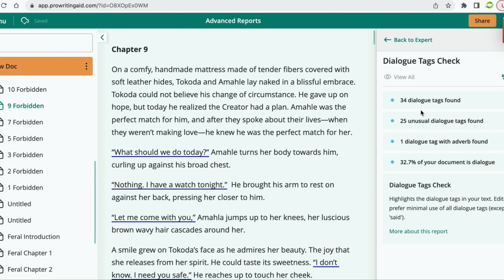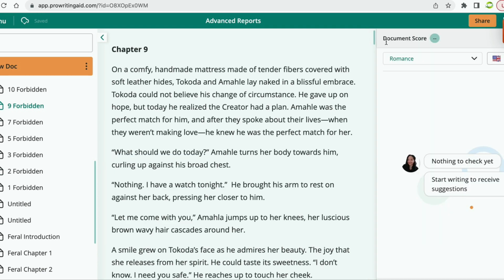Okay, so it actually has 34 dialogue tags, but they're saying overall it's actually not that bad, honestly. My score for this individually is 75%. They're saying 32.7% of my document is dialogue, which is good and it's fine. One dialogue tag is an adverb, which we probably want to get rid of. And this is the unusual ones. To bring my score down, sometimes I'll go through all of this, or I could leave it, because it really isn't that bad.